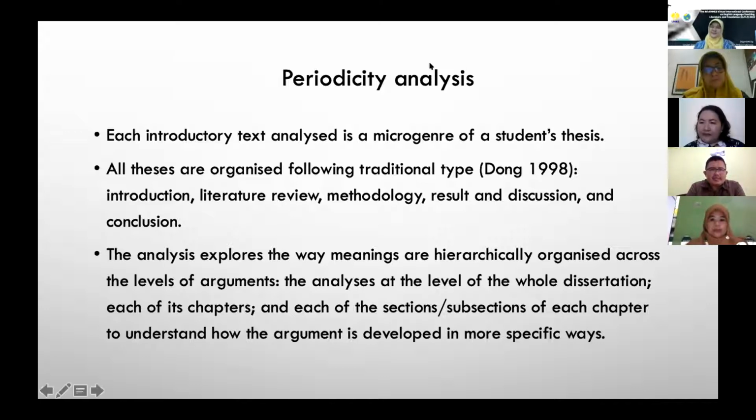As I said, this is what Dong says about the type of organization of a thesis that we are still using in our university, starting from the introduction, literature review, methodology, result and discussion, and conclusion. And this is also what I said in my analysis, that they explore the way meanings are hierarchically organized across the levels of argument. The analysis is at the level of the whole thesis, sorry, not dissertation, but thesis, and then each chapter, up to the section, going down to more specific.